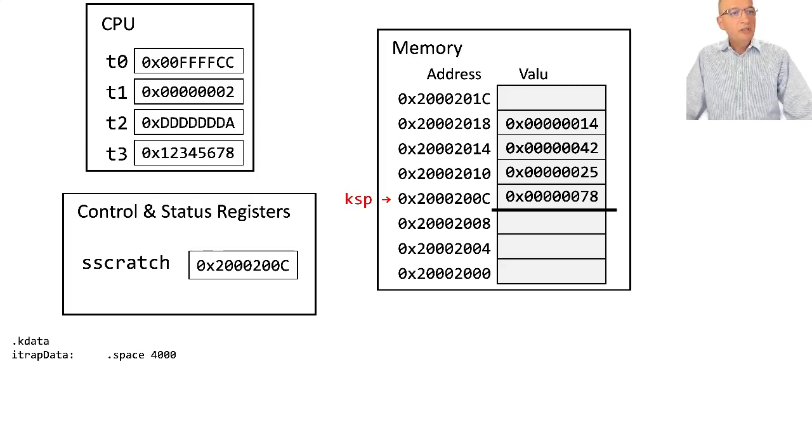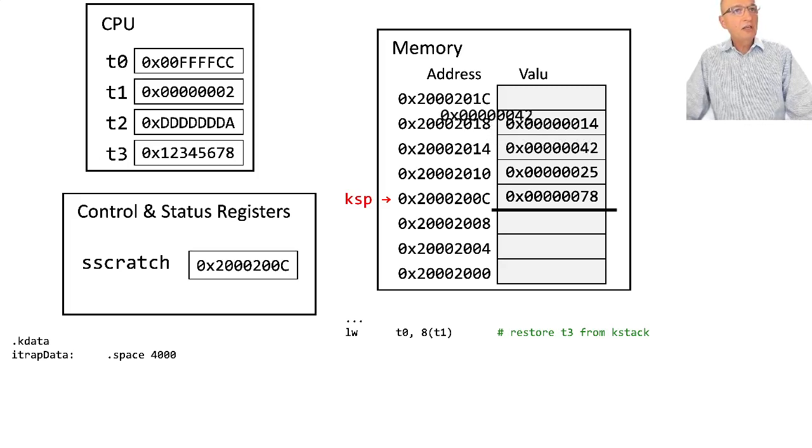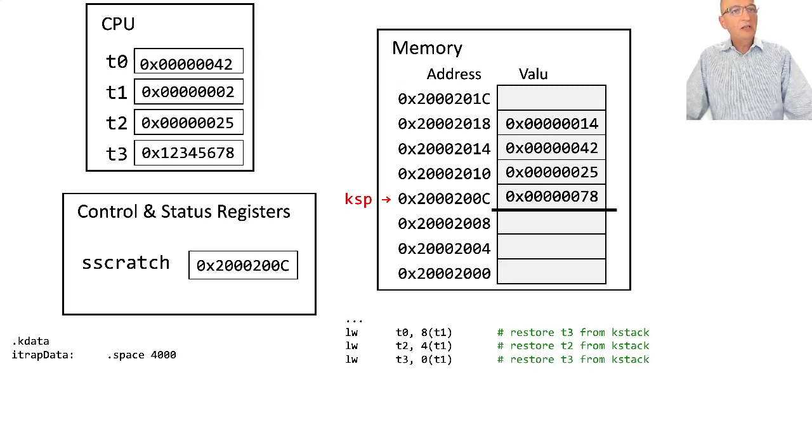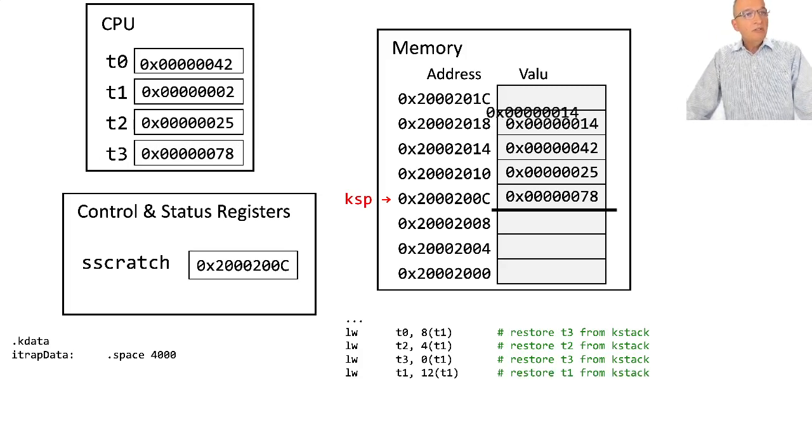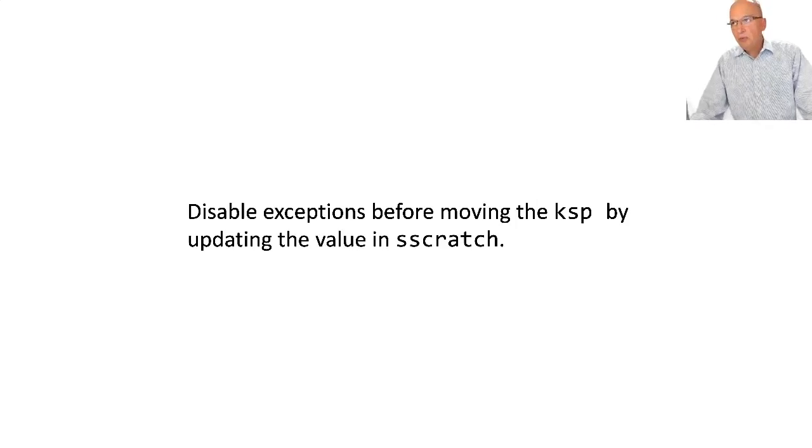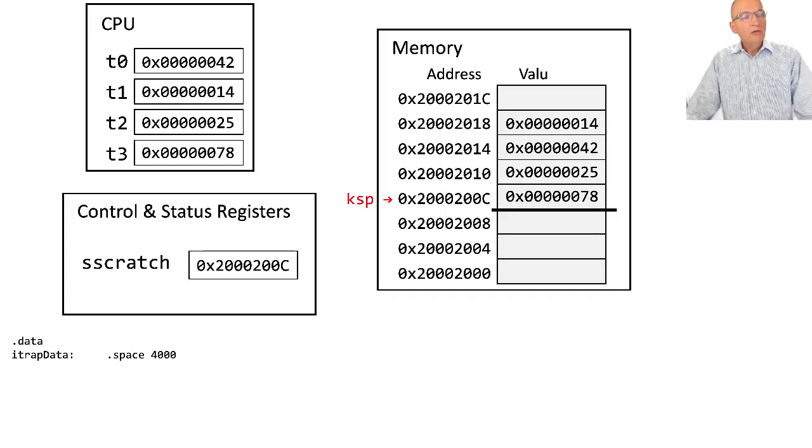What I'm going to do in this case is restore the registers to the values that they had. So I restore T0, and then I restore T1. So I'm restoring the old values that they had. This is just like the same thing that you do when you are writing a procedure. So I restore all the registers. And now I have to disable exceptions so that I can move the KSP back to where it was. I need to update it. So for right now, the exceptions are disabled.